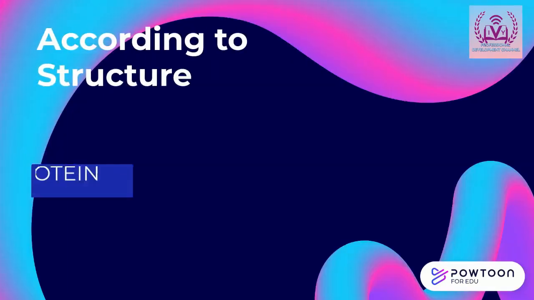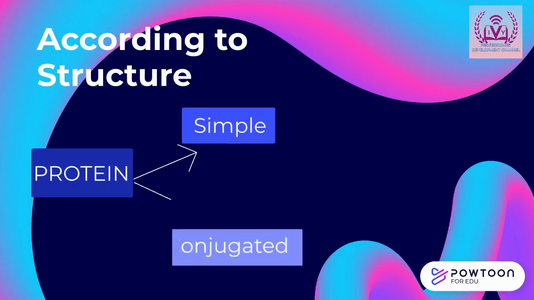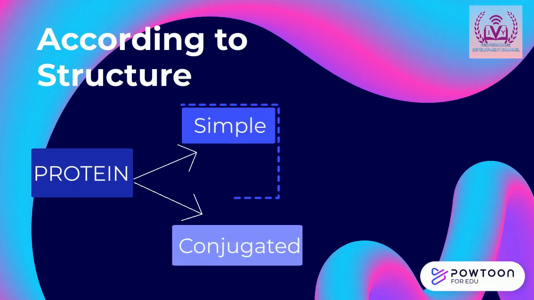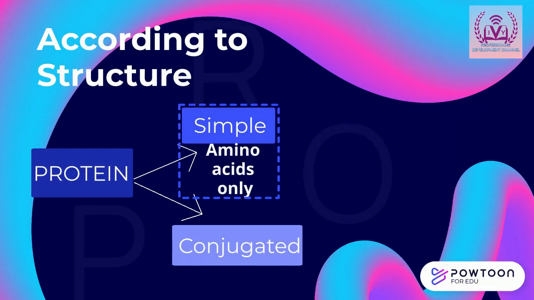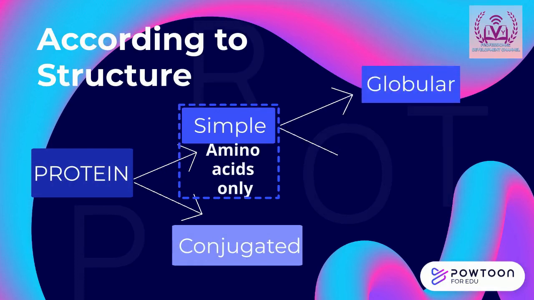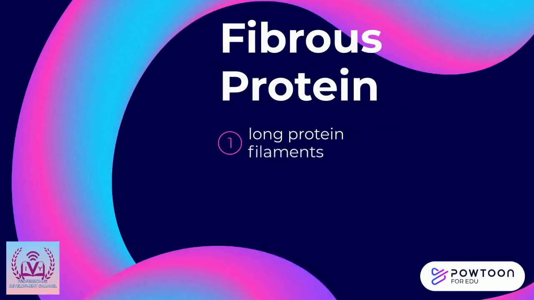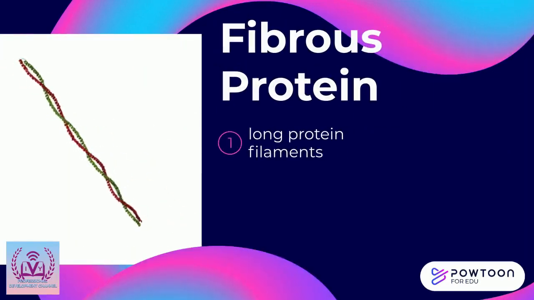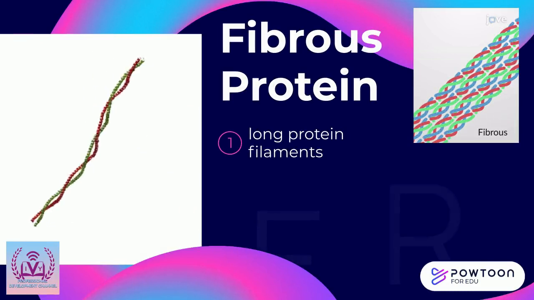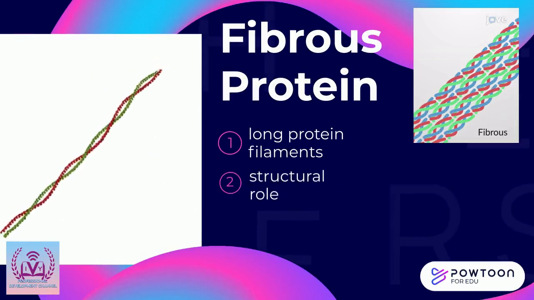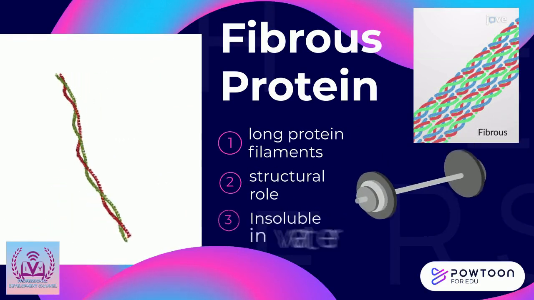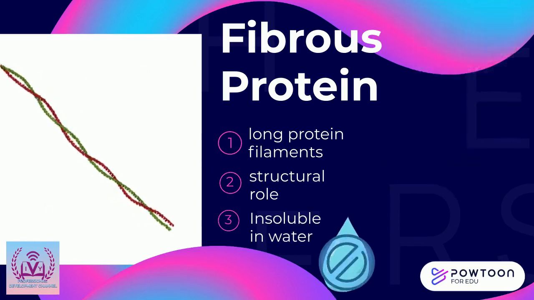Proteins classified by structure may be simple or conjugated. Simple proteins contain peptide chains composed of only amino acids and may be globular or fibrous in shape. Fibrous proteins form long protein filaments producing long fibers or large sheets. They often play a structural role as they are mechanically strong and are generally insoluble in water.